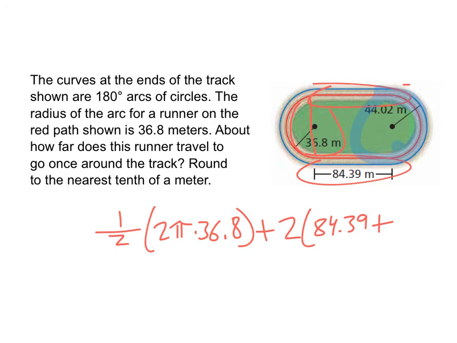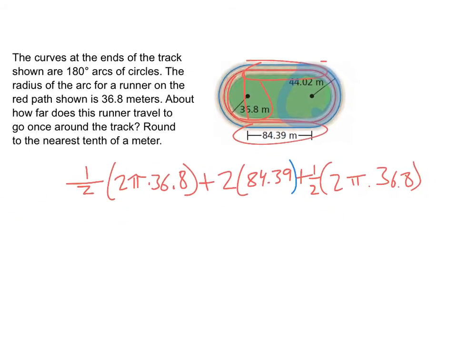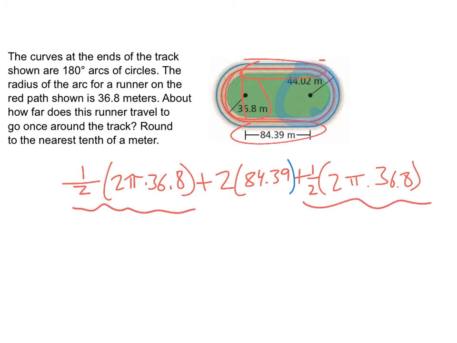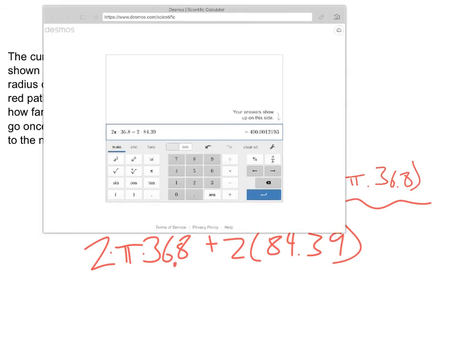Half of this full circle because it's 180 degrees. So we got half of the same thing, 2 times pi times 36.8. And pretty clearly, if we have half a circle plus half a circle, that's just the whole circle. So we'll do a little algebra here and combine those things. So 2 times pi times 36.8, because 2 half circles make a whole circle, plus 2 times 84.39. All right, we can go to our calculator with that. And it looks like we come out with a nice even 400.001. That's pretty good.